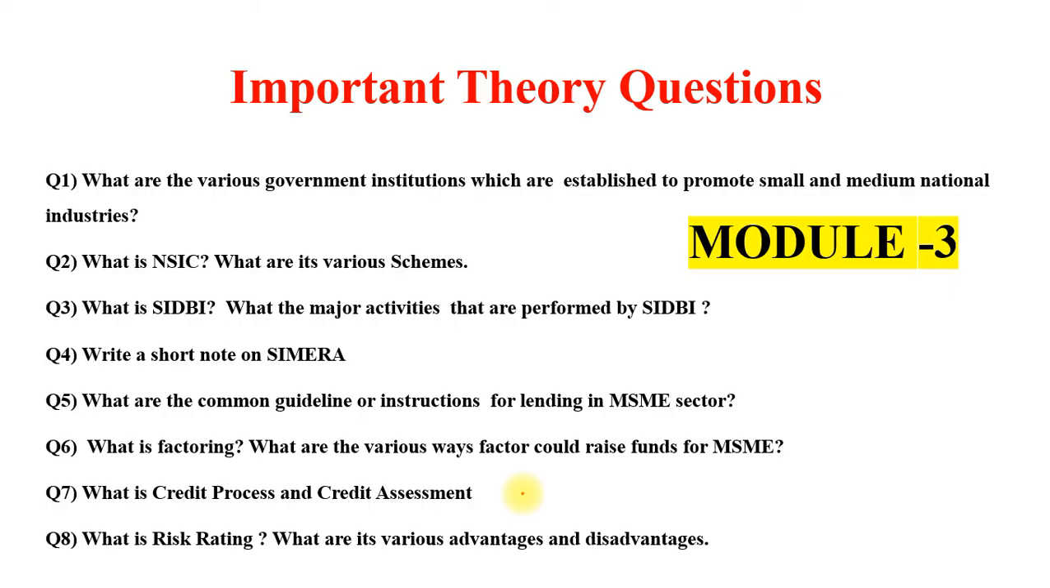What is factoring? What are the various ways factors could raise fund for MSME? What is credit process and credit assessment? What is risk rating and what are the various advantages and disadvantages? Okay, so these are the 8 topics, very important topics in module 3. Under that, what is factoring? Very important. What is credit process? What is risk rating? SIDBI and the activities performed by SIDBI, and guidelines and instruction for lending MSME. Very, very important. Okay, that was for module 3.